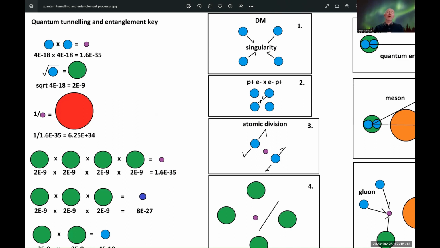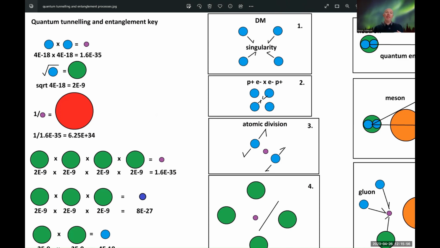And that's really that first step shown here, the dark matter particle formation down at the singularity. So in this model, the blue dots have a diameter of 4e to the negative 18 of a meter, and the smaller purple dot is 1.6e to the negative 35 of a meter, or the Planck scale. So two electrons, or an electron and a positron, when multiplied together, shift down to the singularity. So we get a singularity being able to separate into two, the electron and the positron.